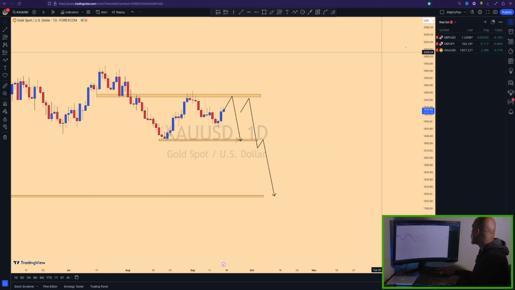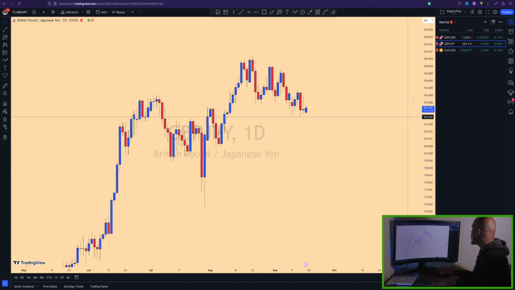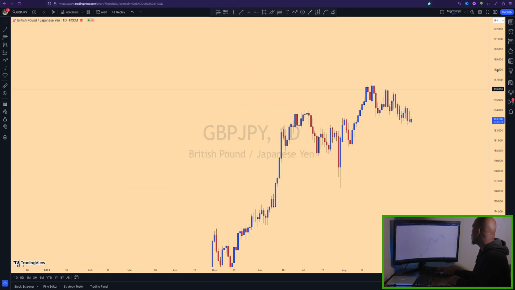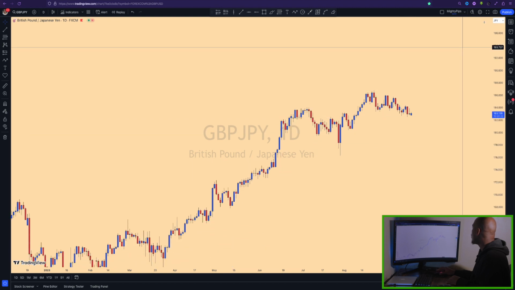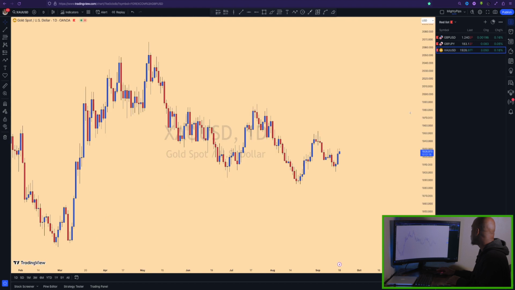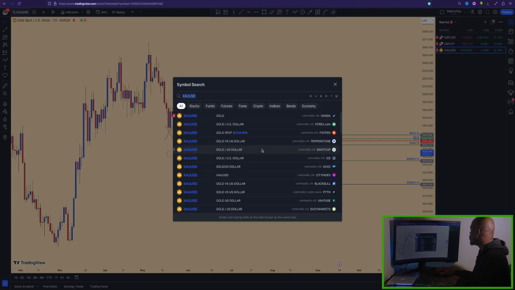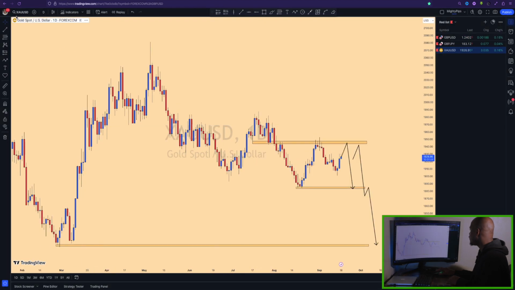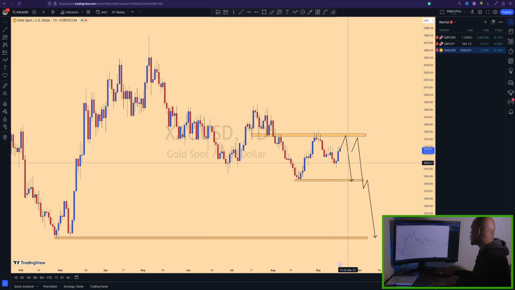Now let's go to GBP JPY quickly. GBP JPY on the daily chart, we are looking at them. Let me first go back to gold. Wow. Gold, which I was looking at from Forex.com? Yep. So this is on the daily chart.